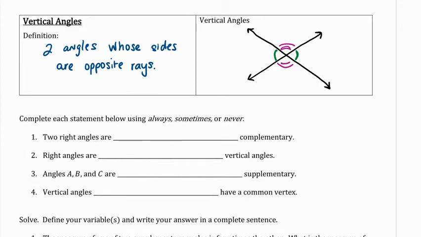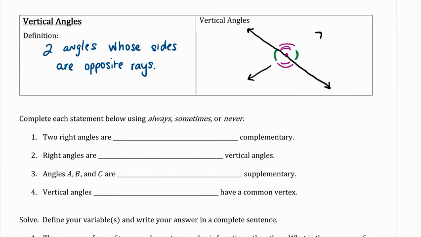So it's when you've got that X shape and then it's the two angles that are kind of across from each other or opposite each other, right? Their sides, if I look at this side and this side and this side and this side, those are opposite rays if I use that center point as my common endpoint. Oops, I erased too much there. Oh, I know I erased everything. Put a line back on there.